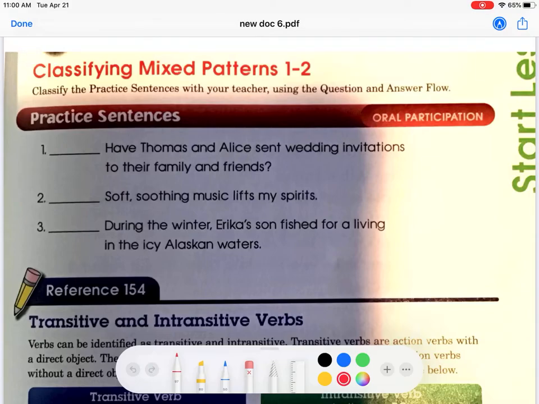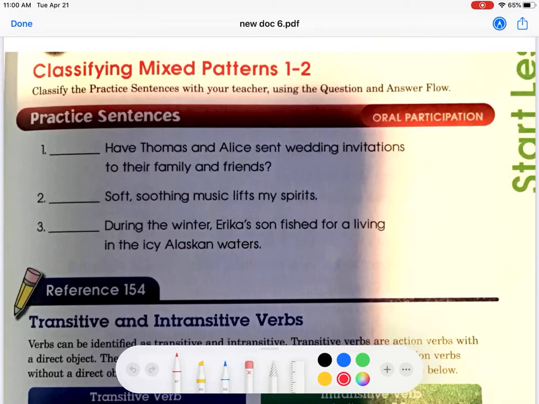Mrs. Houston here, and I am going to use this time to go through the practice sentences with you from page 461. The 3 sentences are going to be mixed between patterns 1 and 2. So subject, noun, verb, pattern 1, or pattern 2, which has your transitive verb and your direct objects.